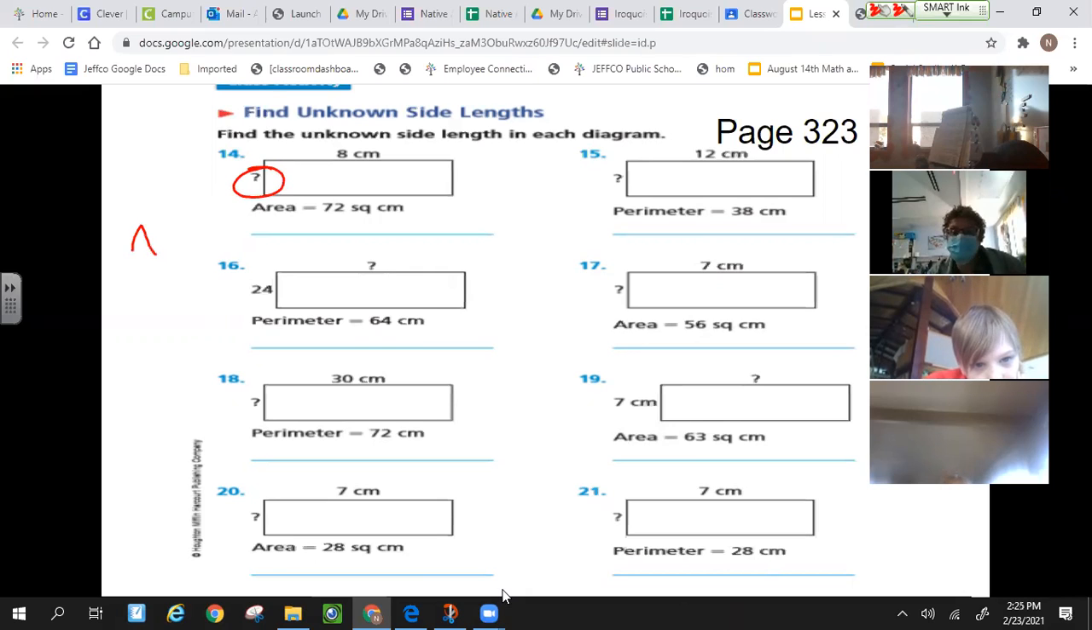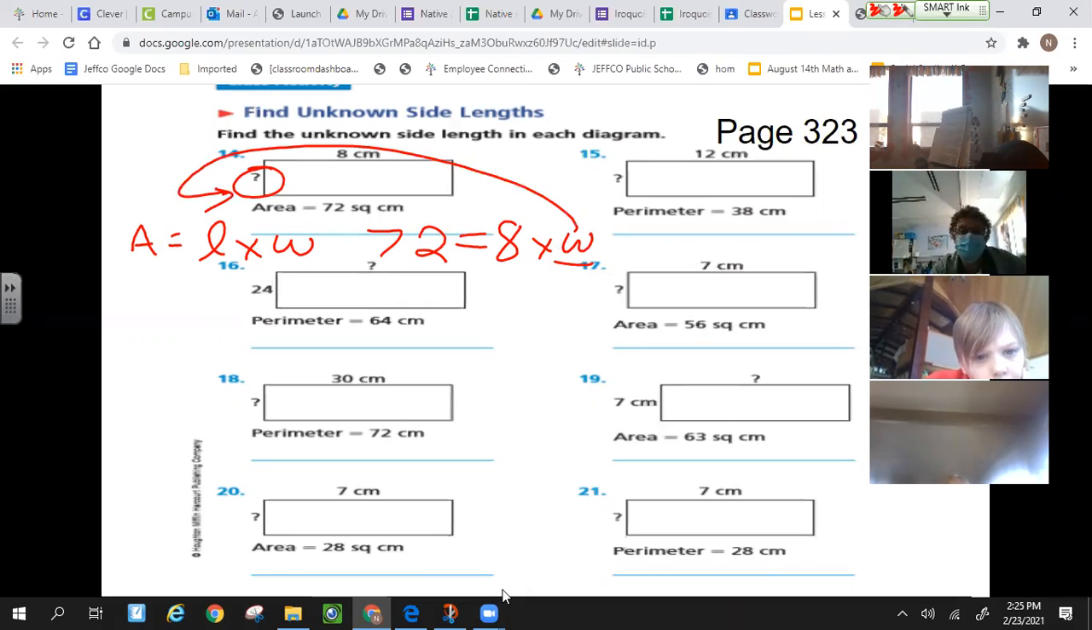If I know area equals length times width, and I have 72 as the area, which equals 8 times W, W is standing for the width or the unknown. You can use it as a variable. How can I find out what that is? I just want you to think about that for a minute. Because you can do this. You've done problems like this.